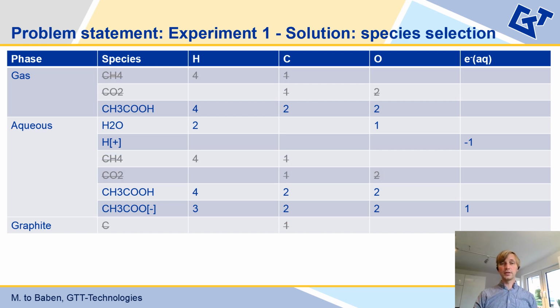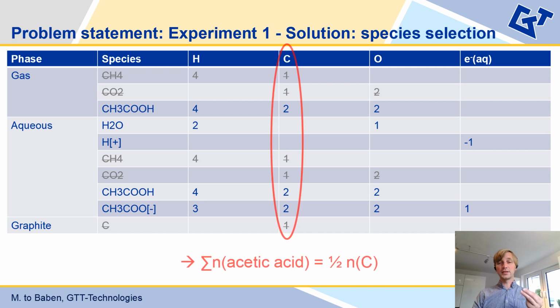What I've done is I have just removed everything but water and the acetic acid and the H+. And by that, I directly link the molar amount of the acetic acid components, the sum of them, to be equal to 1/2 of the molar amount of carbon in the system, because there's no other species where the carbon may go but to the acetic acid. And that's fine.